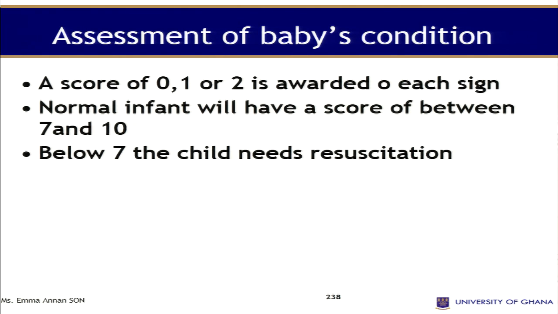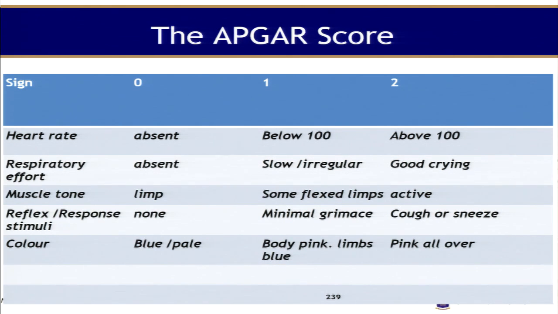So this is the table of the APGAR score, and we have all the signs there. For instance, if you score 1 for heart rate, 2 for respiratory effort, and the others 1 or 2, at the end of the day you add all the scores.